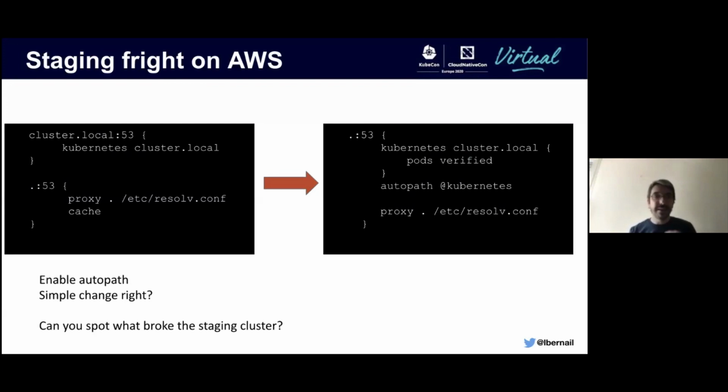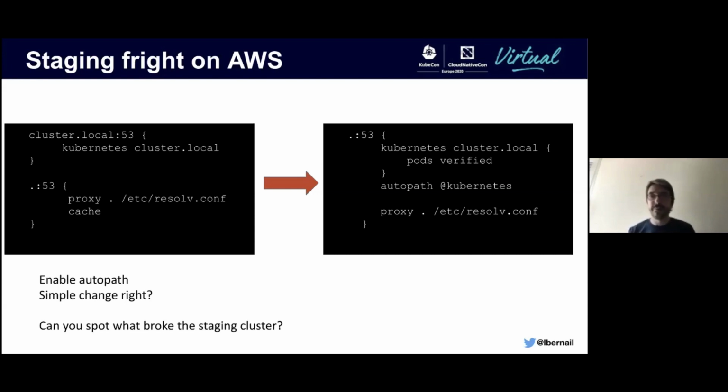And what we did is we moved from the configuration on the left to the configuration on the right. So the configuration on the left has two zones, one for which CoreDNS is authoritative, which is the cluster zone, and the second one, which is the default zone where you're forwarding queries to the cloud resolver. And when you enable Autopath, everything is in the default zone, and you first try the Kubernetes zone, and you use Autopath to do all the magic. So this seems simple and straightforward, right?